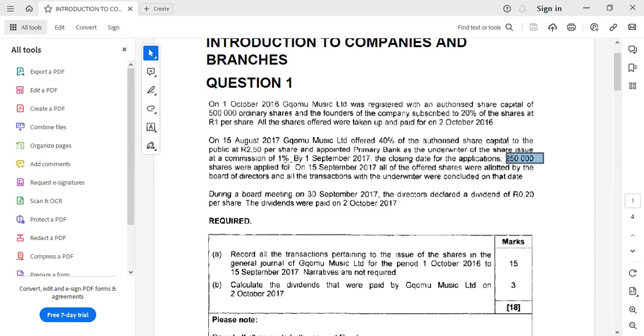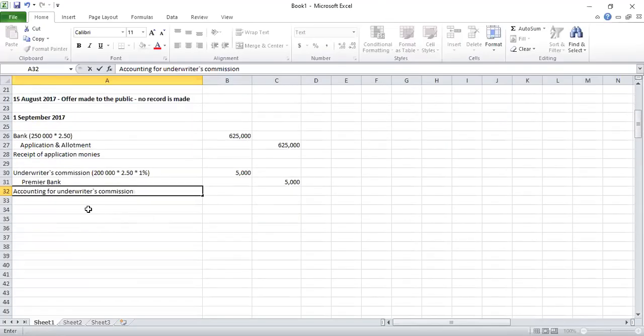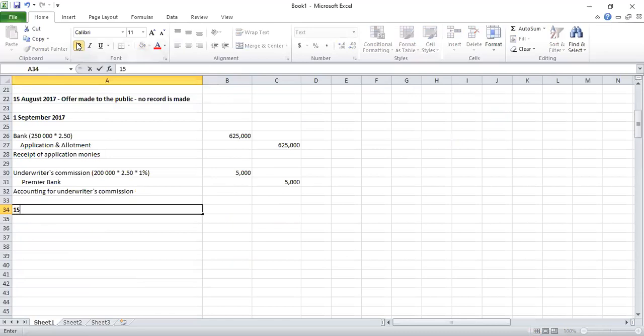Then on 15 September, all of the offer shares were allotted by the board of directors, and all the transactions with the underwriter were concluded on that date. On 1 September, they just paid. Then on 15 September 2017, that's when they are given the shares. When they are given the shares, we'll then debit the application and allotment. Application and allotment is the temporary account that just records the funds before the shares are issued to the shareholders. It will only be debited for the shares that were actually issued, because we're only going to give them the shares that we issued.